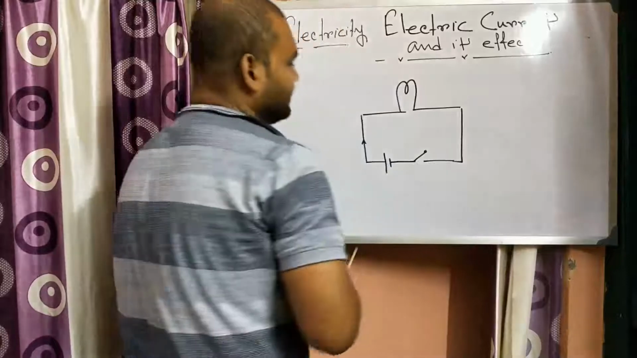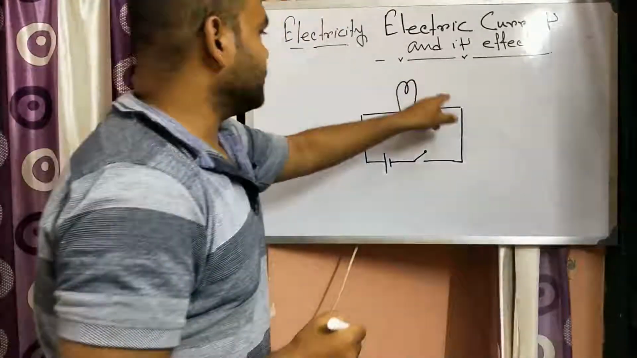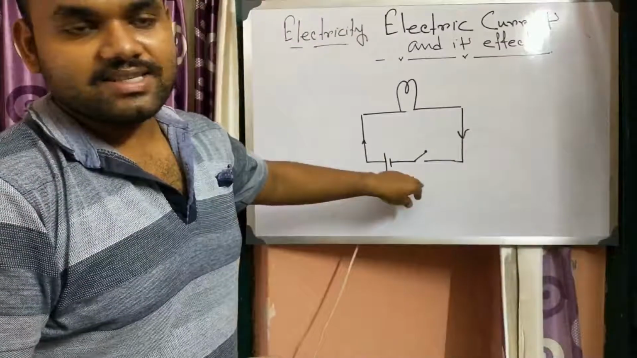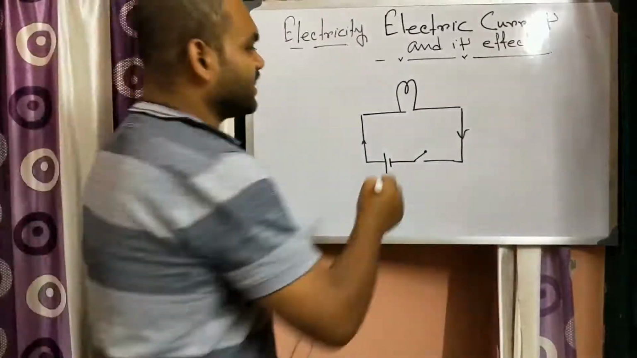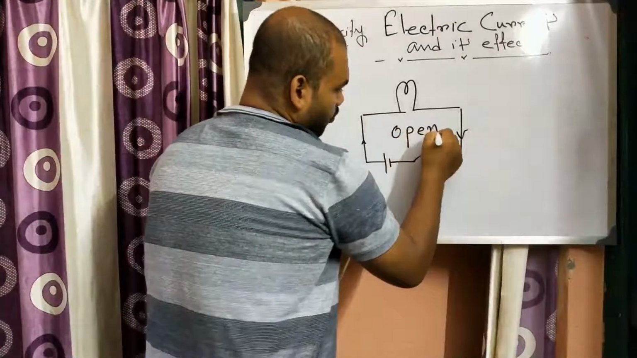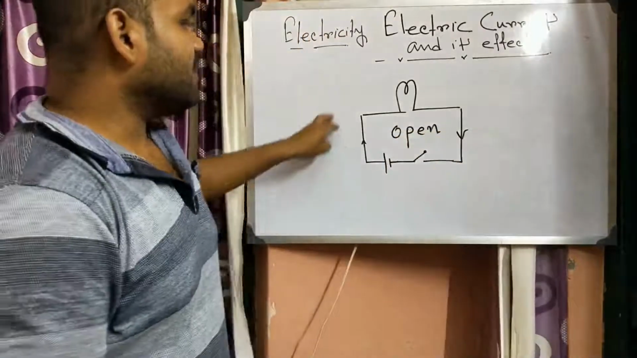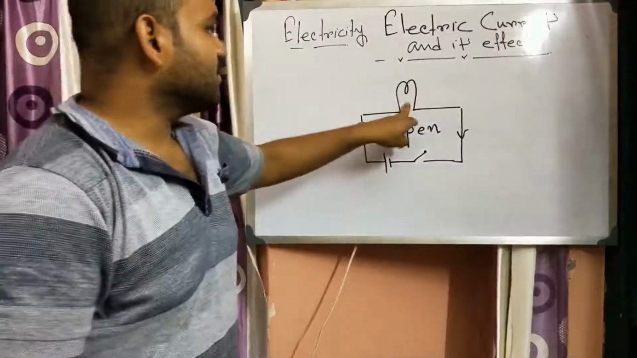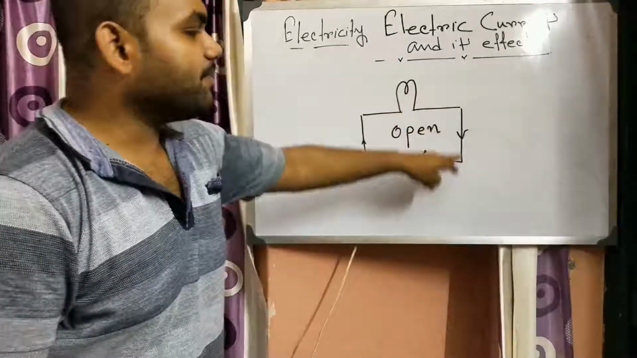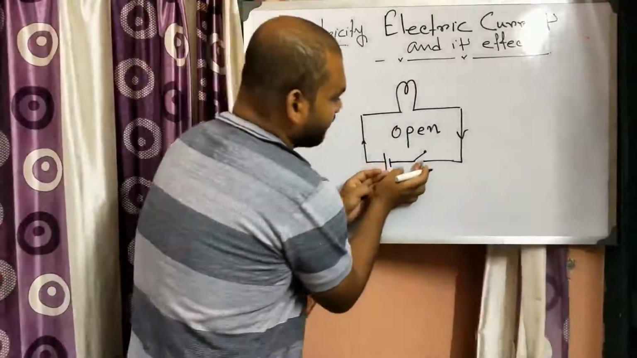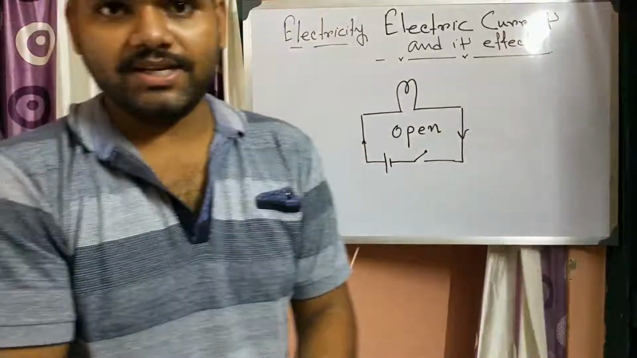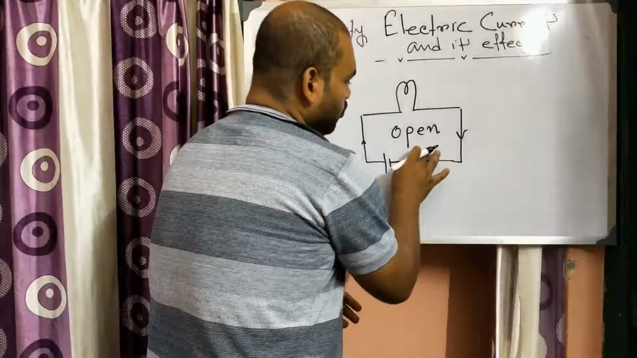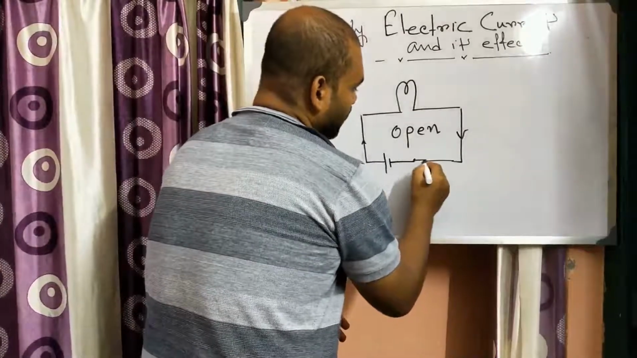In this case, current will flow from this direction to this direction, but the circuit is incomplete. This is an open circuit, not a closed circuit. Why is the circuit open? Because the path is not complete here; there is a gap. So how can you close that circuit? To close that circuit, we need to draw like this.